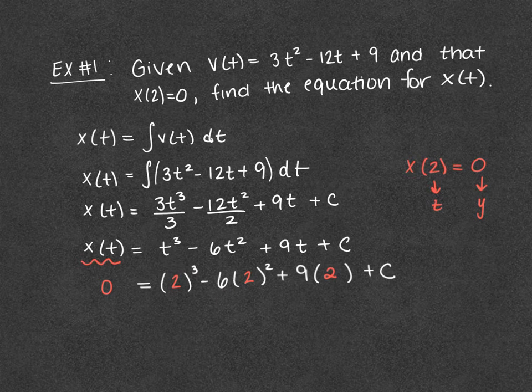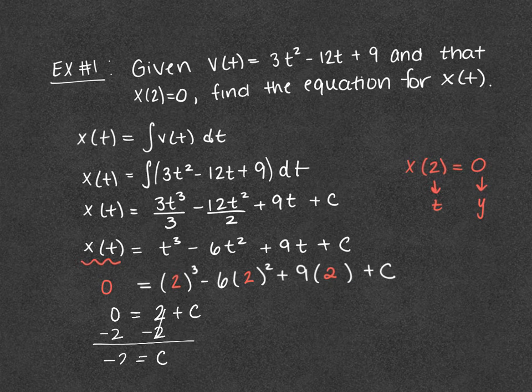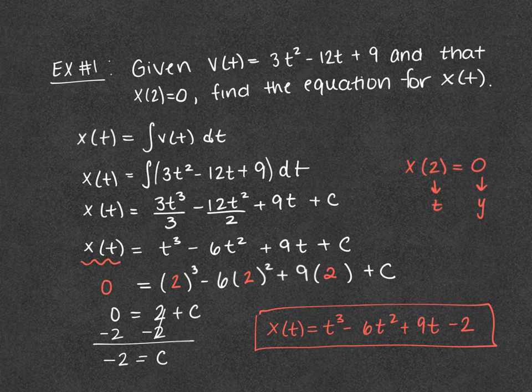Okay, so you should have gotten 2. So we have 0 equals 2 plus c, and then we subtract 2 from both sides. So c is equal to negative 2. My final answer for x of t is to use this equation, but substitute c for negative 2. So x of t is equal to t to the third minus 6t squared plus 9t minus 2, and this is my final answer.